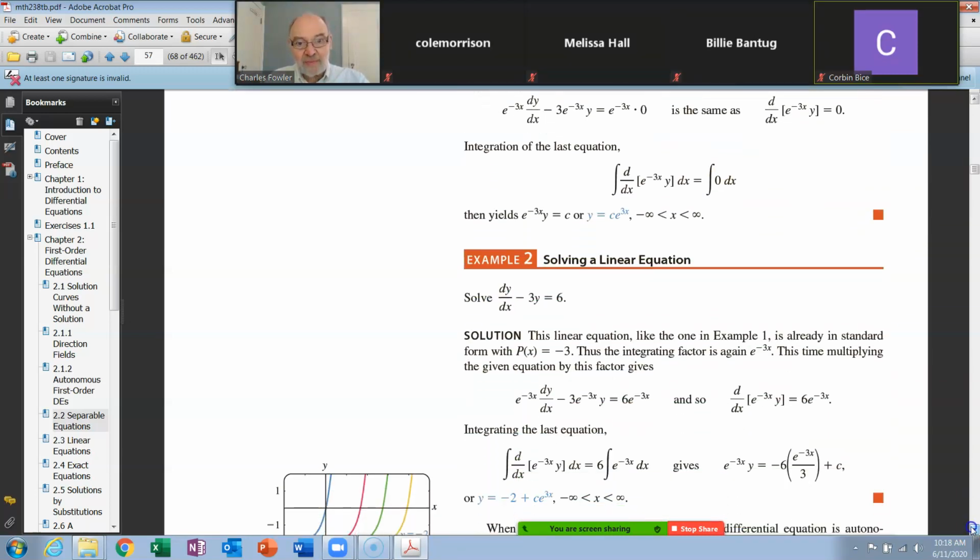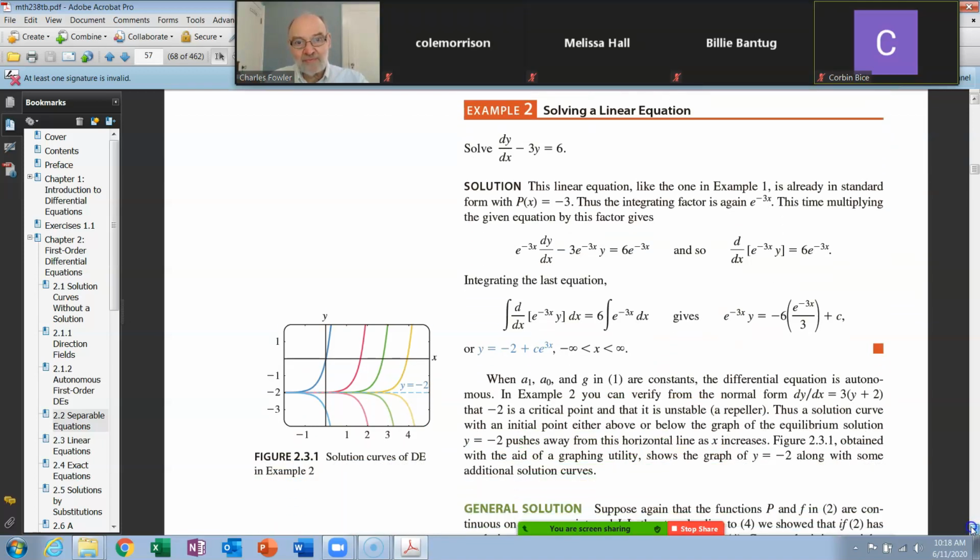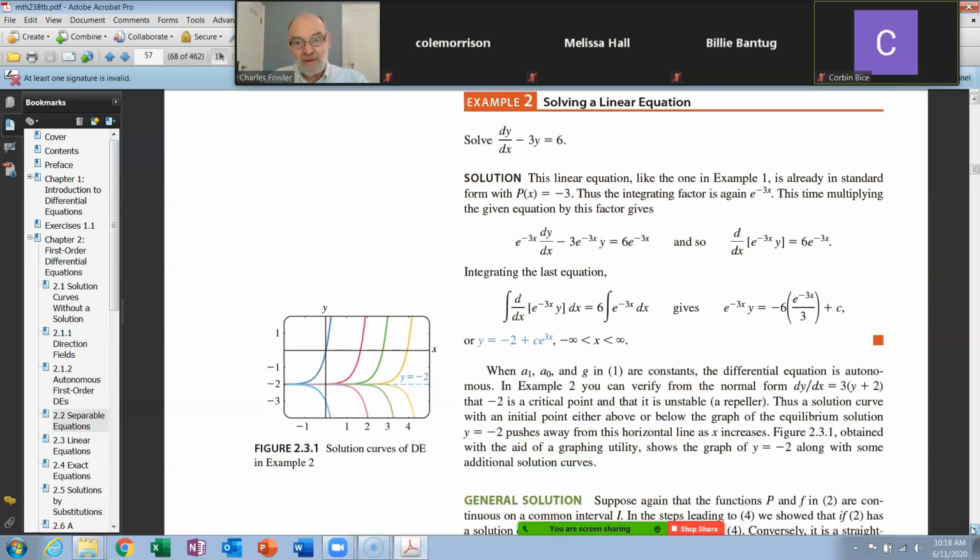This one also could be solved by separation of variables, okay? But we're going to solve it by the linear technique, okay? And then we'll go back and do a quick check and see if it works the same with separation of variables, which it will. So here's the problem: dy dx minus 3y is equal to 6.